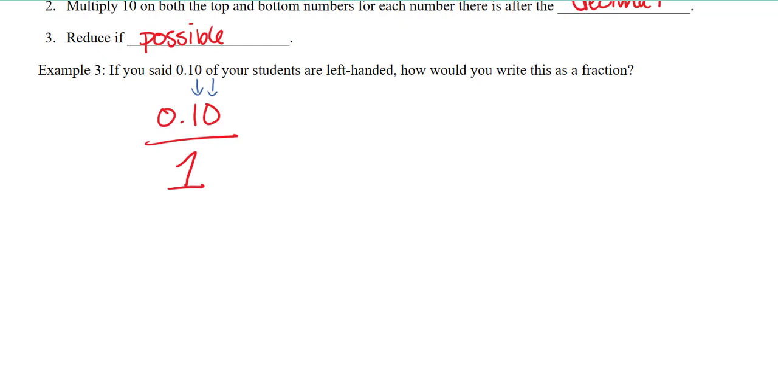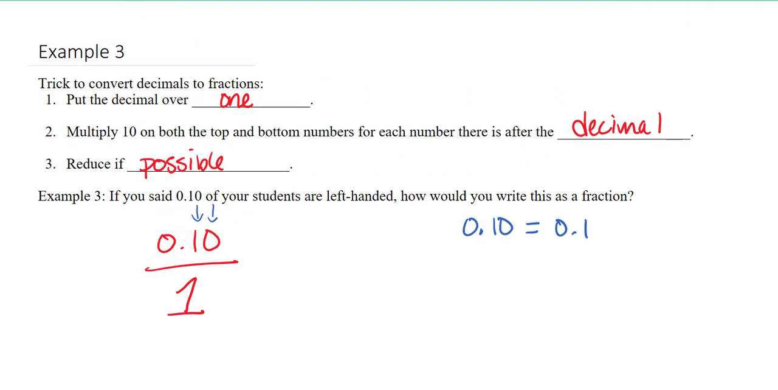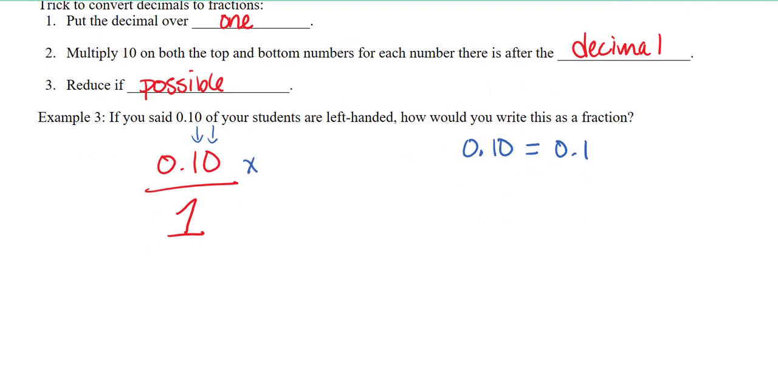But technically that 0 doesn't really change anything if we have 0.10 or 0.1. This actually means the same thing. These are equal. So we actually only have to multiply this by 10 on both the top and the bottom. And this will make a little bit more sense in a minute. So now 0.1 times 10. If we remember how to multiply decimals, 0 times 1 is 0, 1 times 1 is 1. We have 1 decimal, so it's just 1.